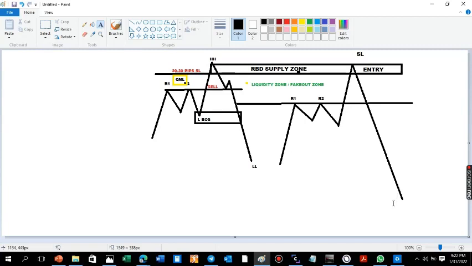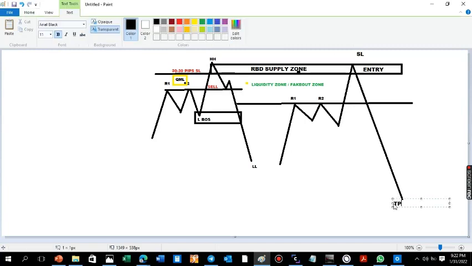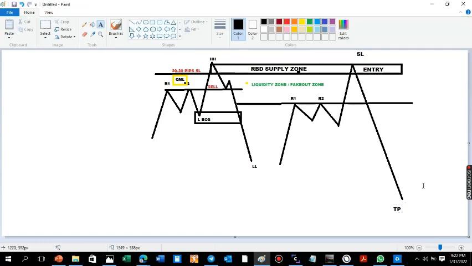Otherwise, you'll be stopped out and the market goes in your favor. That's very, very important. And of course, your target is going to be your next fresh demand zone, right? That determines where you're going to actually take your profits from. And make sure you pay yourself as the market makes money available to you, because anything can happen.